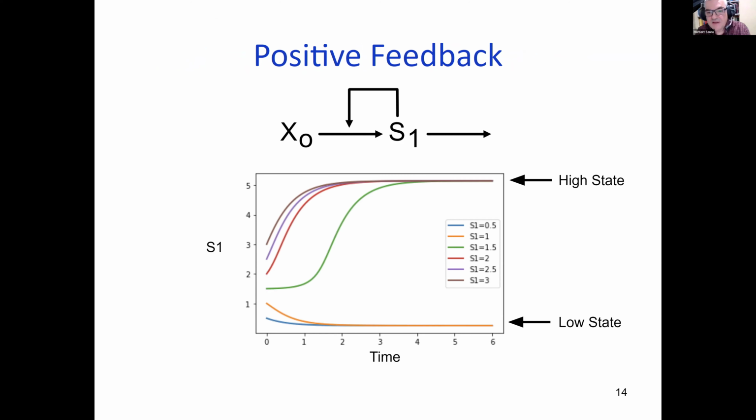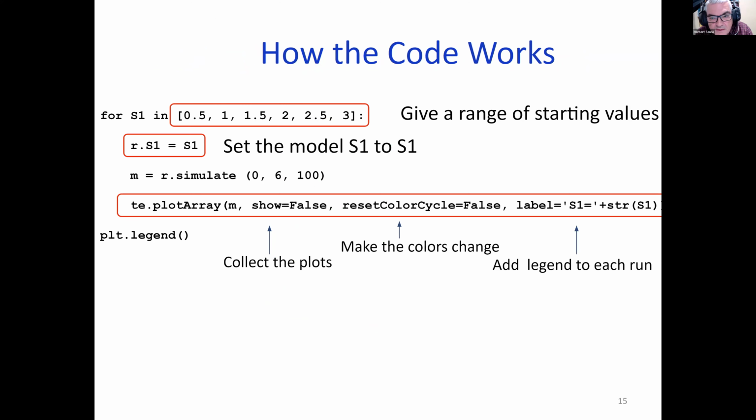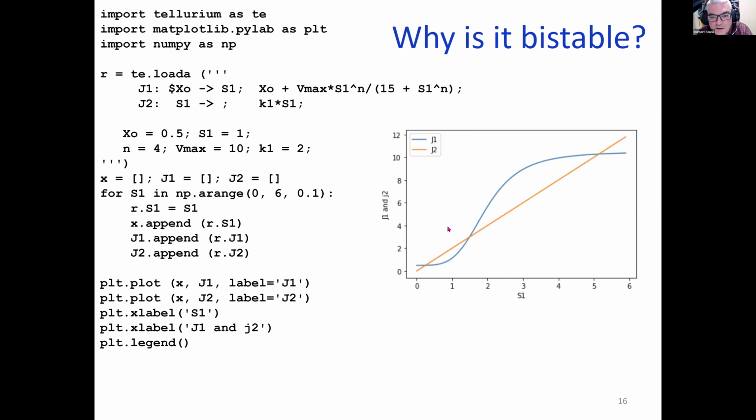We had both a high state and a low state. And the question I want to ask is, why does this happen? Oh yeah, this just explains what the code does, for your notes. That gives me a range of starting values. This does the plotting and so on. Okay, I've gone over that. All right. So why is it bistable?